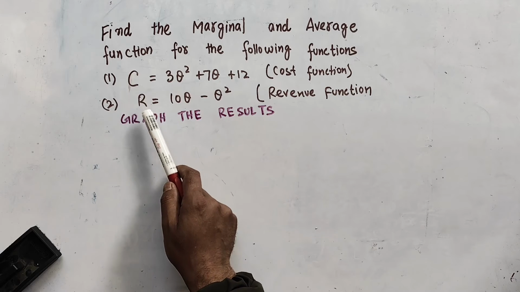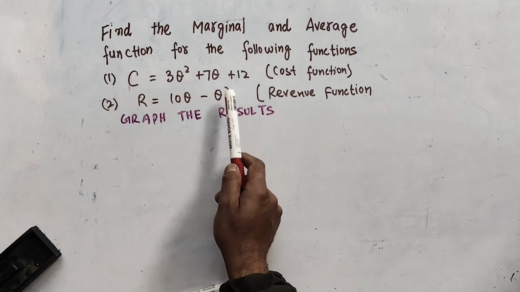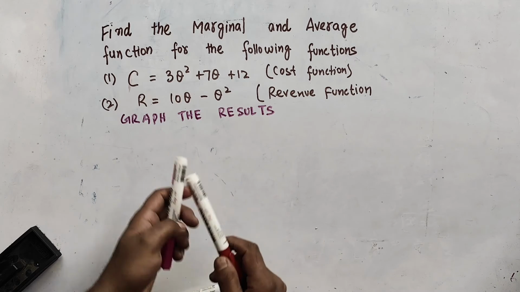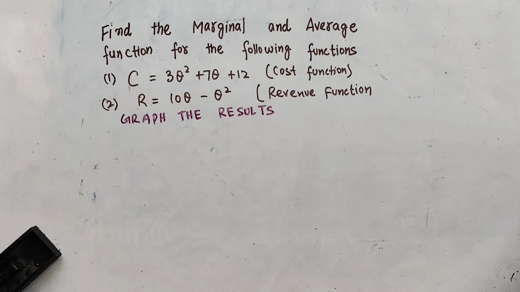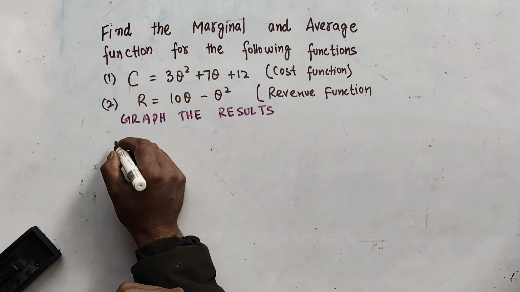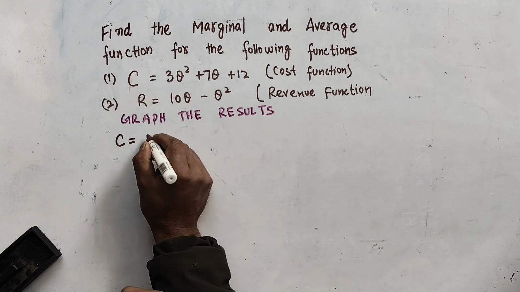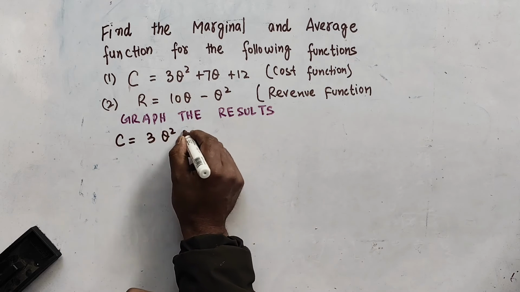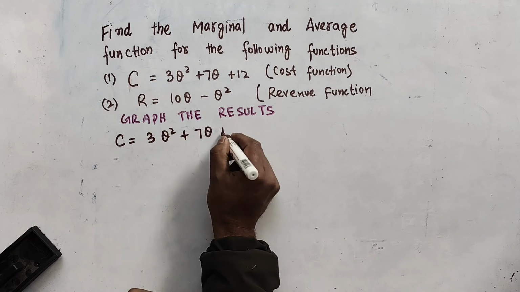Second, we have been given the revenue function as 10q minus q square. R denotes the total revenue, q is the output. So let's take the first one. We have total cost is equal to 3q square plus 7q plus 12.